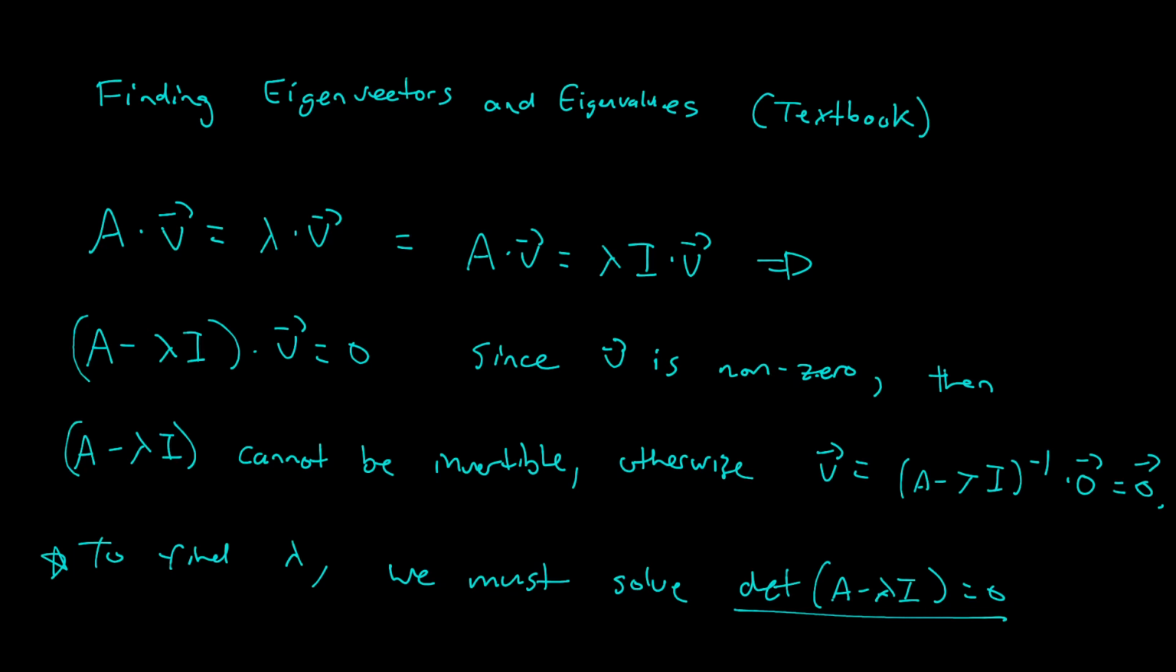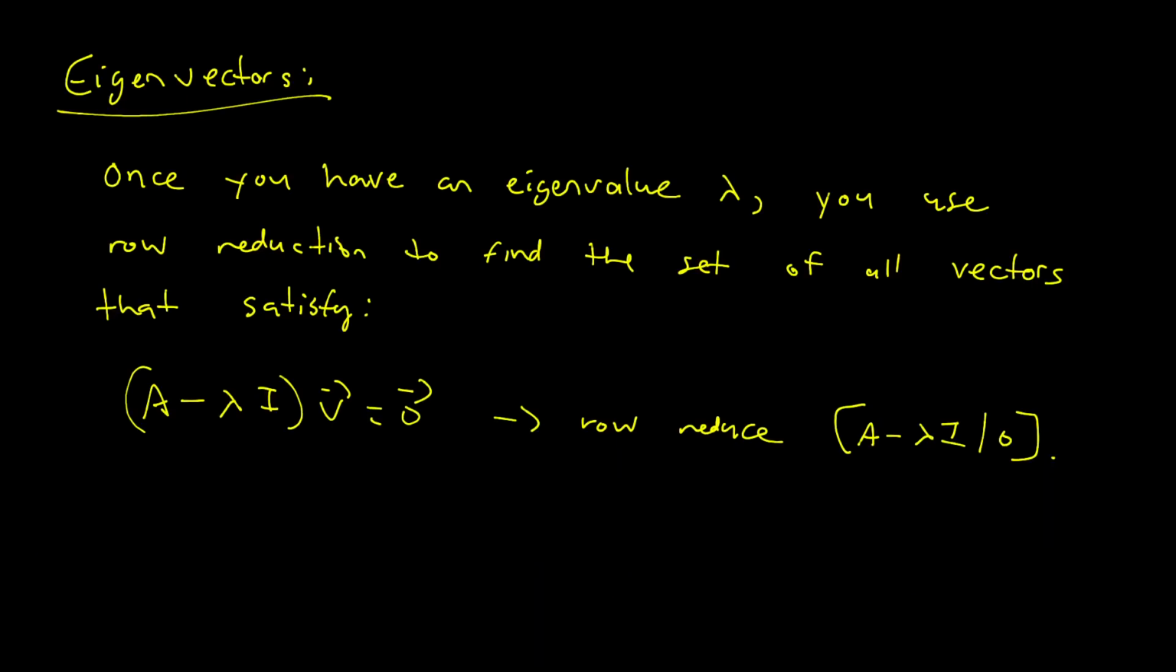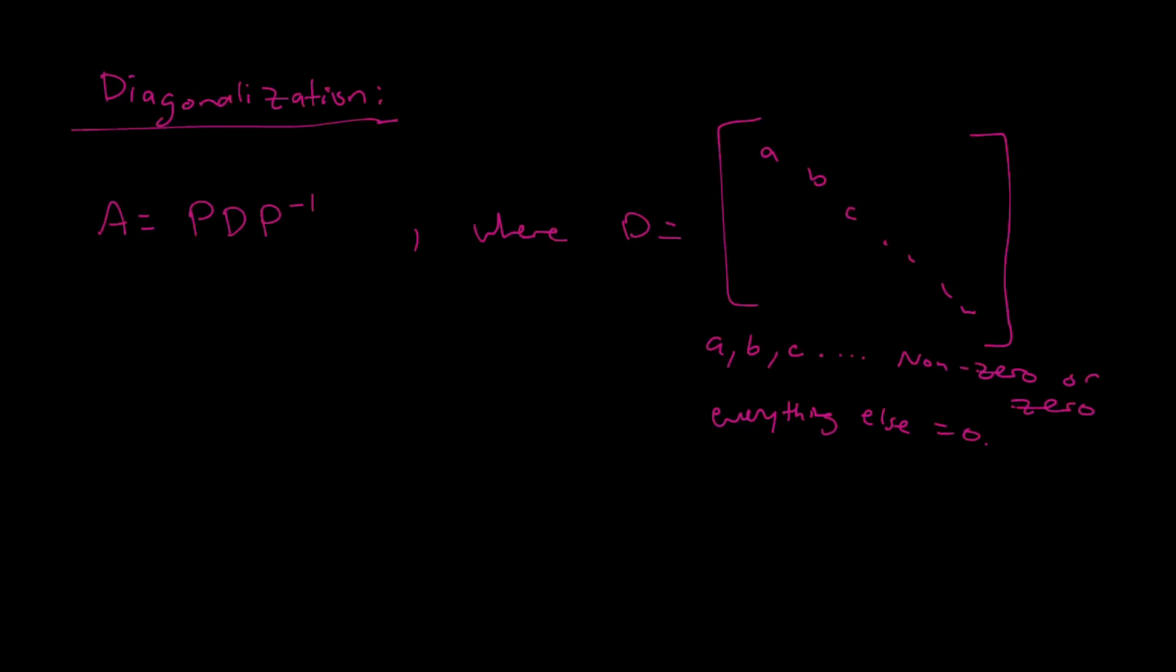However, this is not the way we really do it in real life. There are much better ways of finding eigenvalues than this. And then to find the corresponding eigenvectors, once you have the eigenvalue lambda, you use row reduction to find the set of all vectors that satisfy A minus lambda I times v equals 0 for a given lambda.